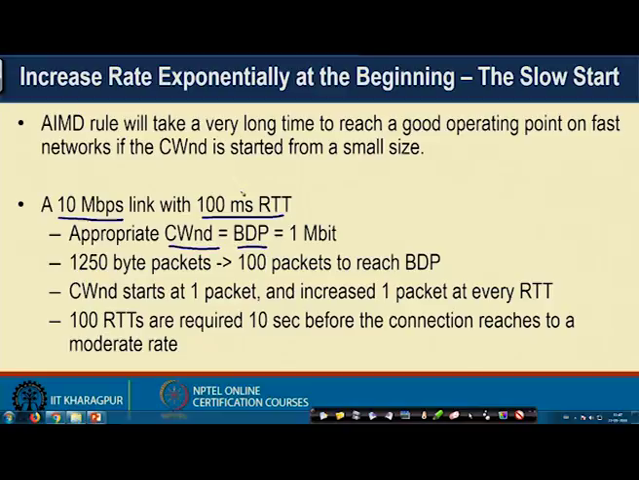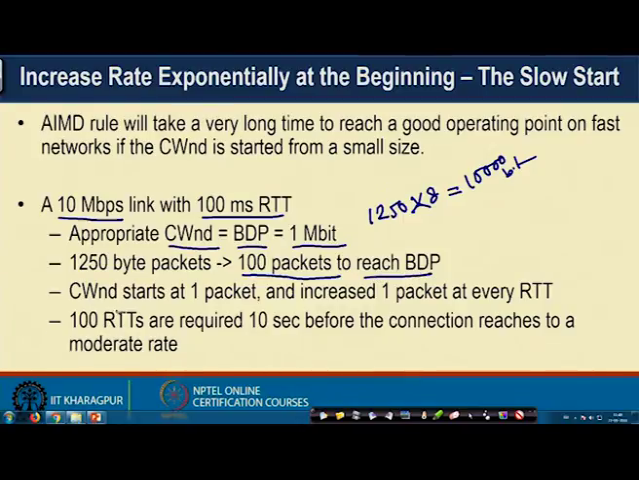So, with a 10 Mbps link and 100 millisecond RTT, your bandwidth delay product comes to 1 megabit. Now, assume that you have 1250 byte packets. 1250 byte packets means you have 1250 times 8, so that means 10,000 bit packets. With a 1 megabit BDP, you need to transfer at least 100 packets to reach the bandwidth delay product.